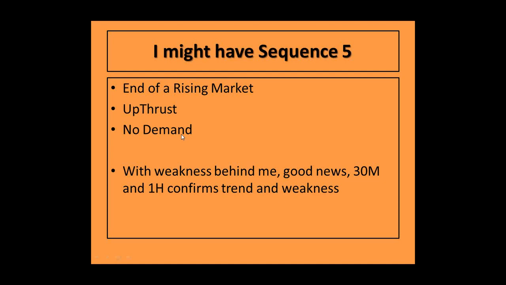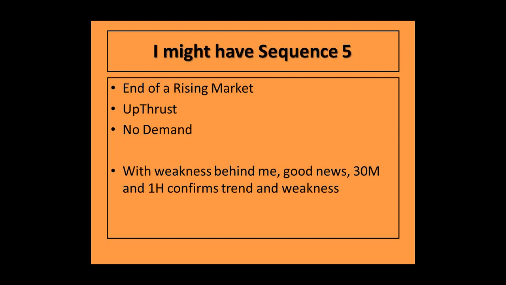Okay? So I think to myself, all right, I got weakness behind me with my supply coming in. I'm on good news. I have the end of a rising market. It just told me that it's not yet ready to go down. So maybe I might have sequence 5. So I'm going to look for an up thrust, which is pushing up into a new high, higher than the bar behind it, and closing on the low. It essentially is your left hand making an L. That's something I might want to look for. And then a no demand, basically saying they're no longer interested in higher prices.